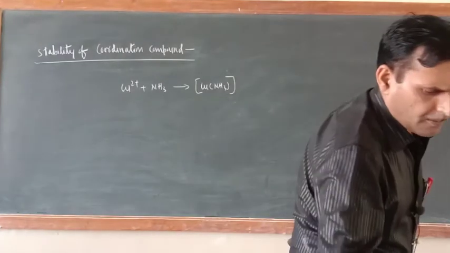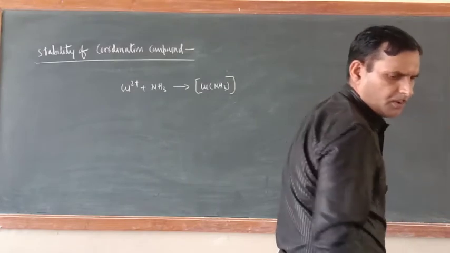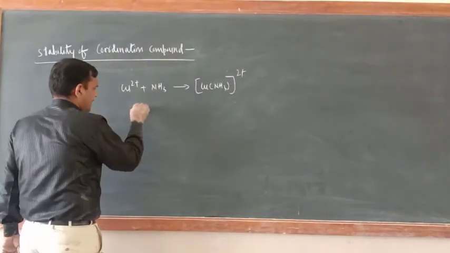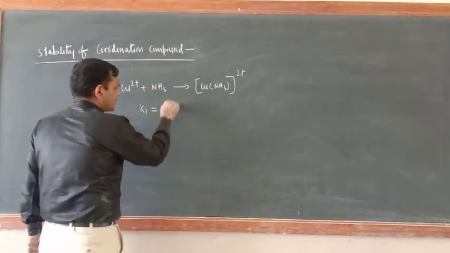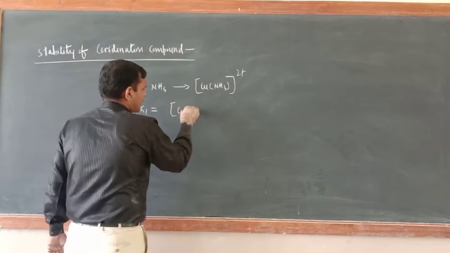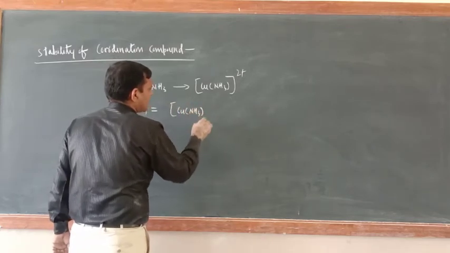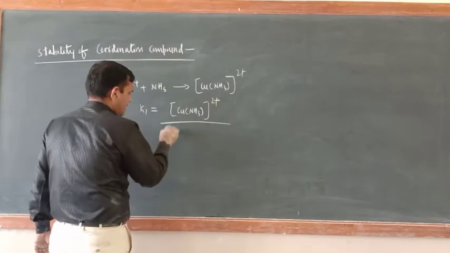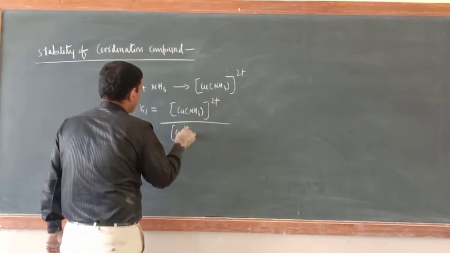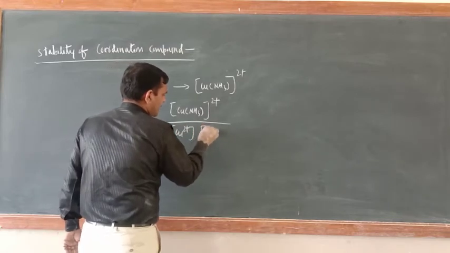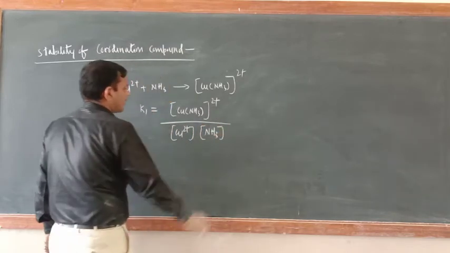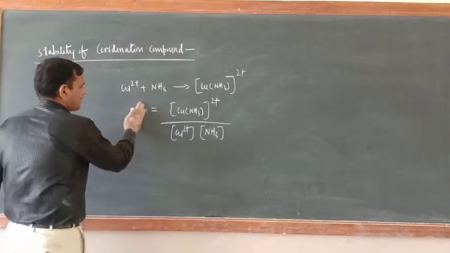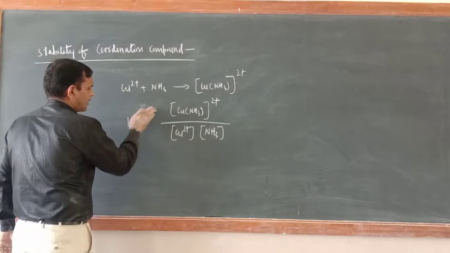Yes, now 2 positive. Okay, now just see, apply here K1 equal to [Cu(NH3)]2+ divided by [Cu2+] and here [NH3]. Correct or not? So K1 is the first step stability constant, K1, correct.